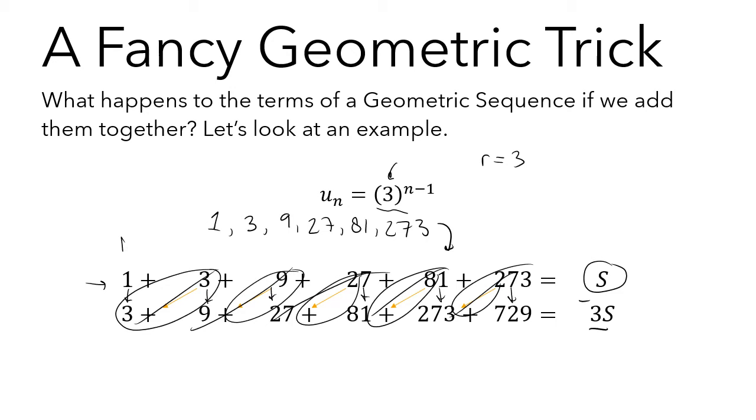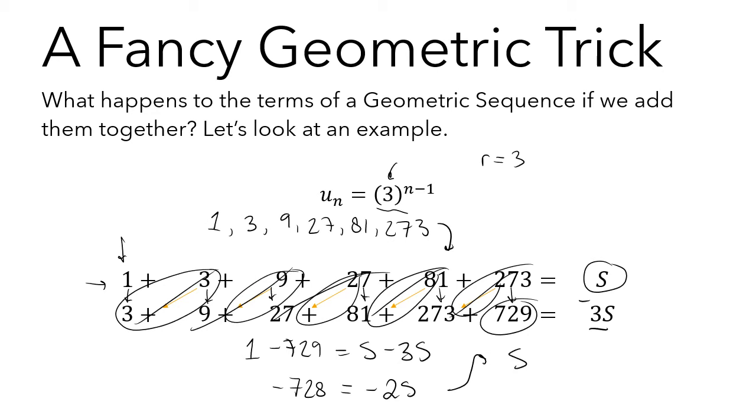And now we're just left with the first one and the last one. So we have 1 minus 729 equals S minus 3S. We can easily simplify this to be negative 728 equals negative 2S. Divide by negative 2 and we get the sum must be 364. So that same trick can be used no matter how long the sequence is. And in a second we're going to generalize this to any geometric sequence.